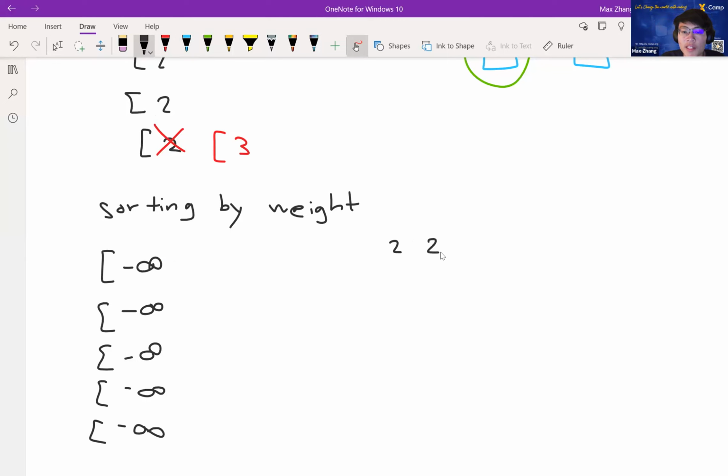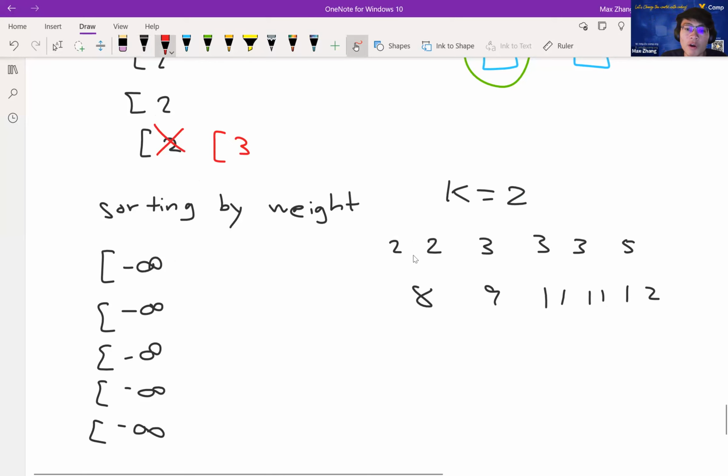And now let's say our total list is 2 cows of weight 2, 3 cows of weight 3, 1 cow of weight 5, 1 cow of weight 8, 1 cow of weight 9, 1 cow of weight 11, something like this. So we have a bunch of different weights. And let's say k is equal to 2 in this problem.